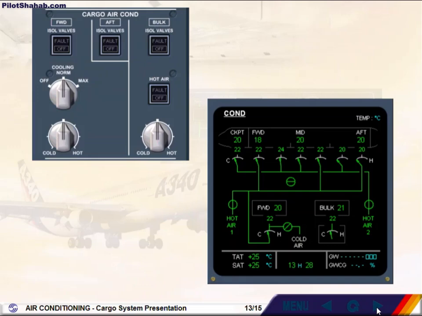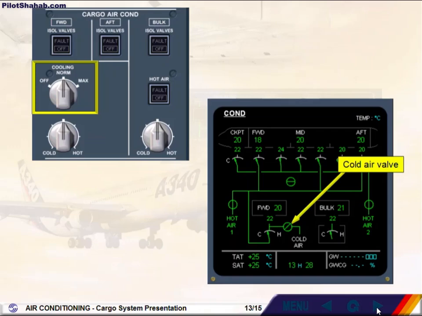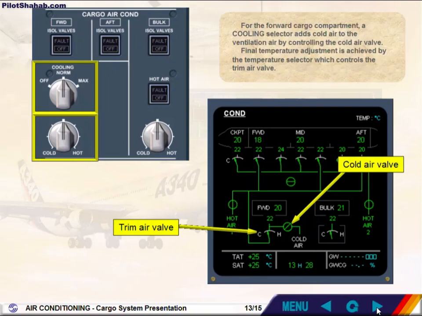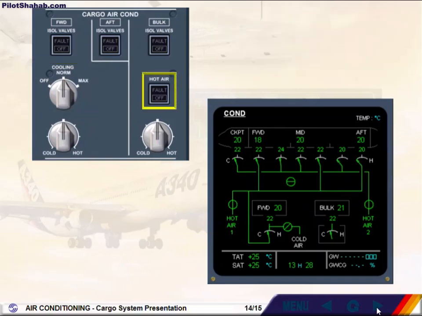For the forward cargo compartment, a cooling selector adds cold air to the ventilation air by controlling the cold air valve. Final temperature adjustment is achieved by the temperature selector, which controls the trim air valve. The hot air push-button switch is normally in the lights-out position, on. It operates the fan heater for the bulk cargo compartment according to the temperature selector position.